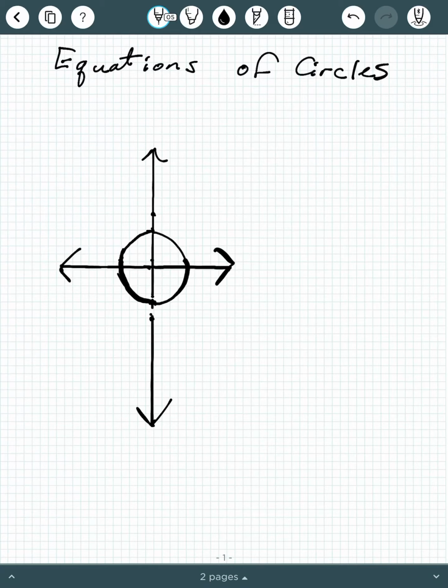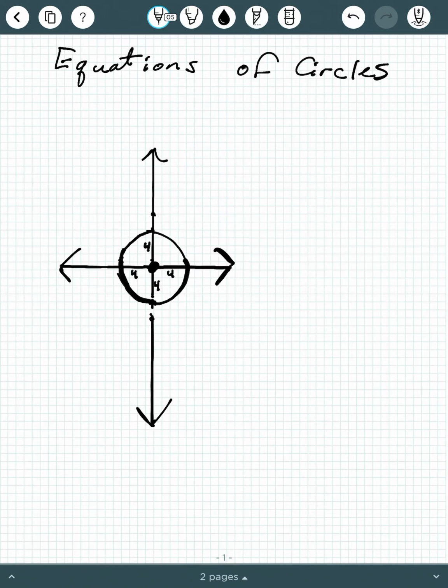To get us started, I actually created a circle on the coordinate plane and centered it at the point 0, 0. So it's centered right at the origin. The radius is 4 units. So those will be all 4-unit measures. And we're going to talk about how we create this circle with a radius of 4 units centered at the origin.